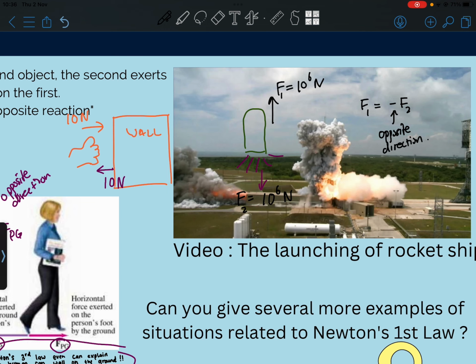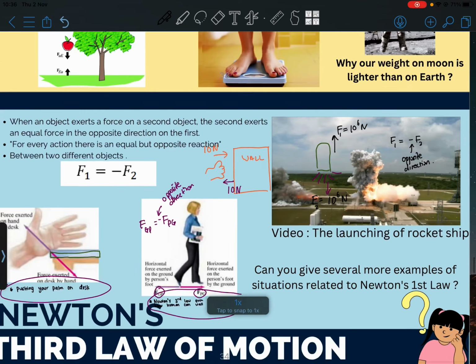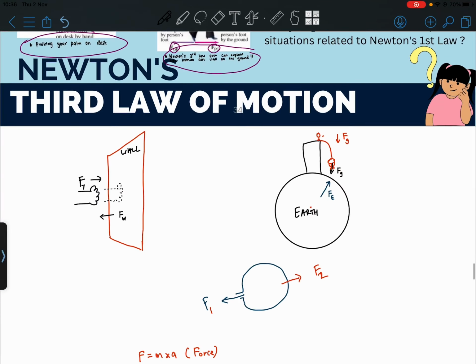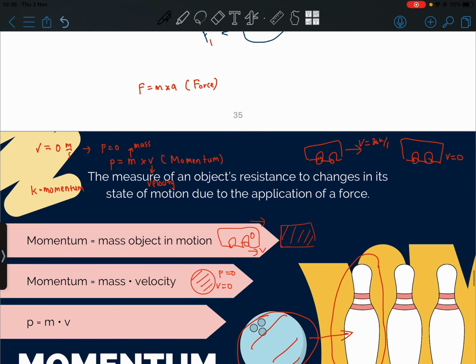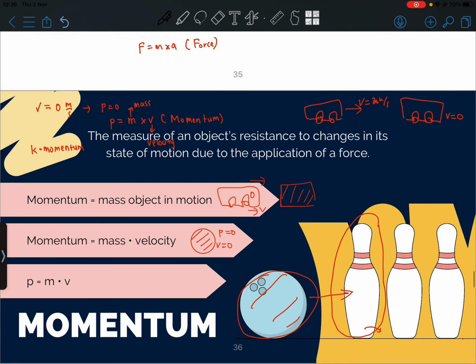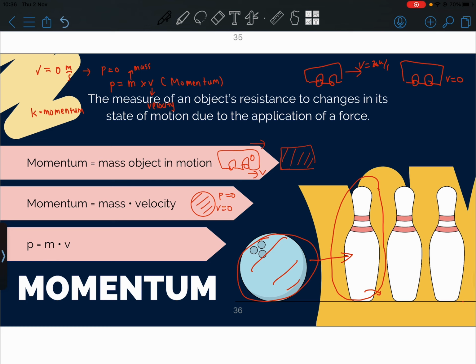Okay, so the fuel goes downwards, and the rocket will be launched upwards. So that's Newton's third law. Okay, so what is momentum? So we are reaching this momentum. Momentum has to do with force. Later we will discuss it. Momentum has to do with force.